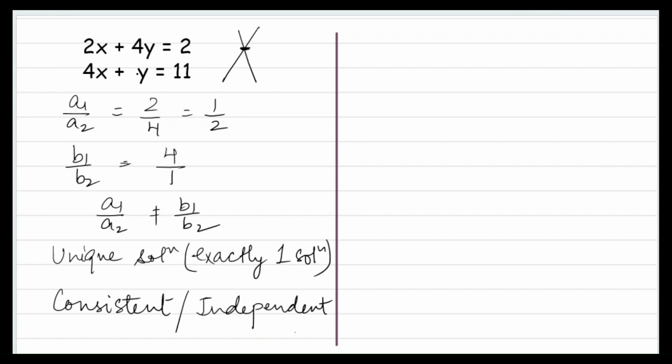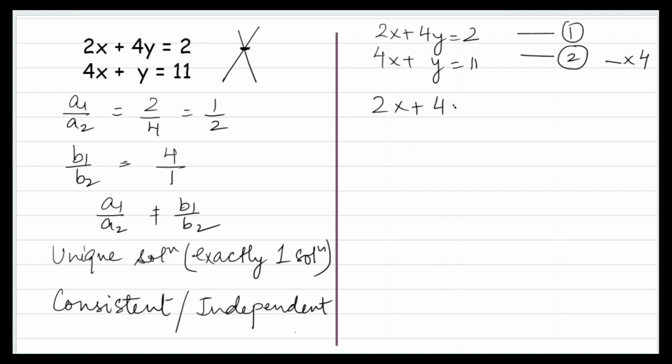Now, since this system has one solution, let's find out that solution using the elimination method. So 2x plus 4y equals 2 and 4x plus y equals 11. Let's name this equation 1 and this 2. As you know, what is the elimination method? We eliminate one of the variables at the first step. I will be multiplying this equation with 4. So 2x plus 4y equals 2, the first equation stays the same.